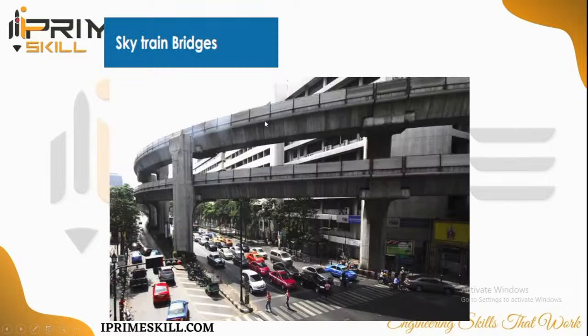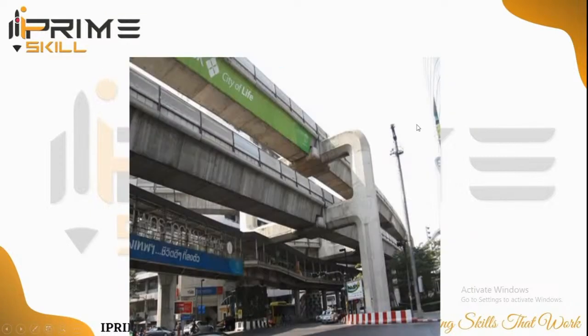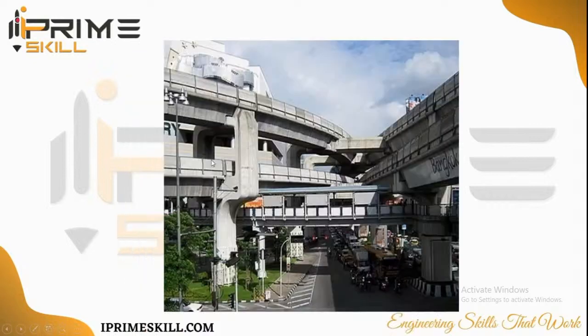These are called sky train bridges. They are like expressways, or you can say highways, but it is not straight. It's so complex. There's one more expressway or highway bridge, maybe for a monorail, or you can walk through also. This is again one more complex type of bridge.